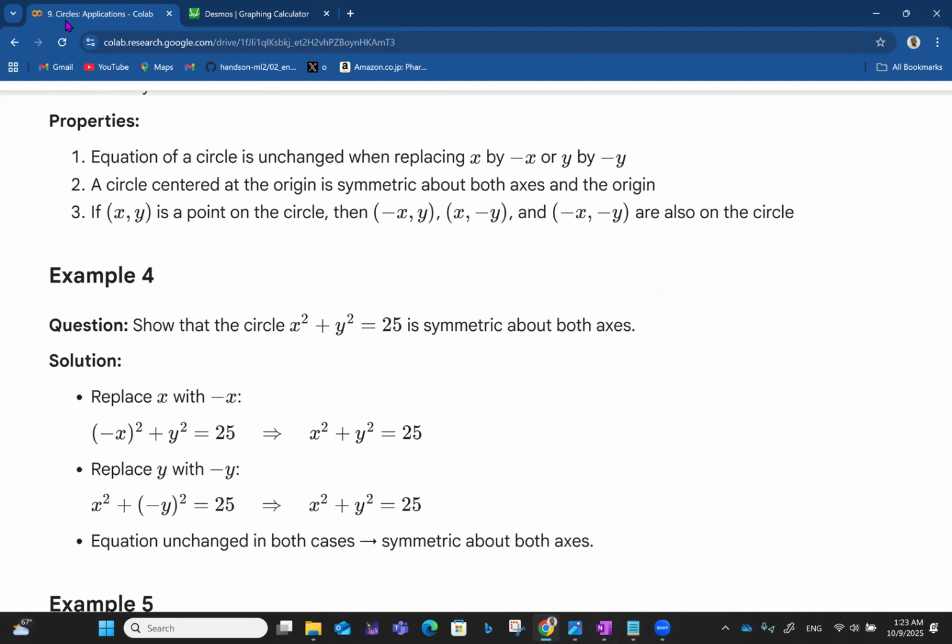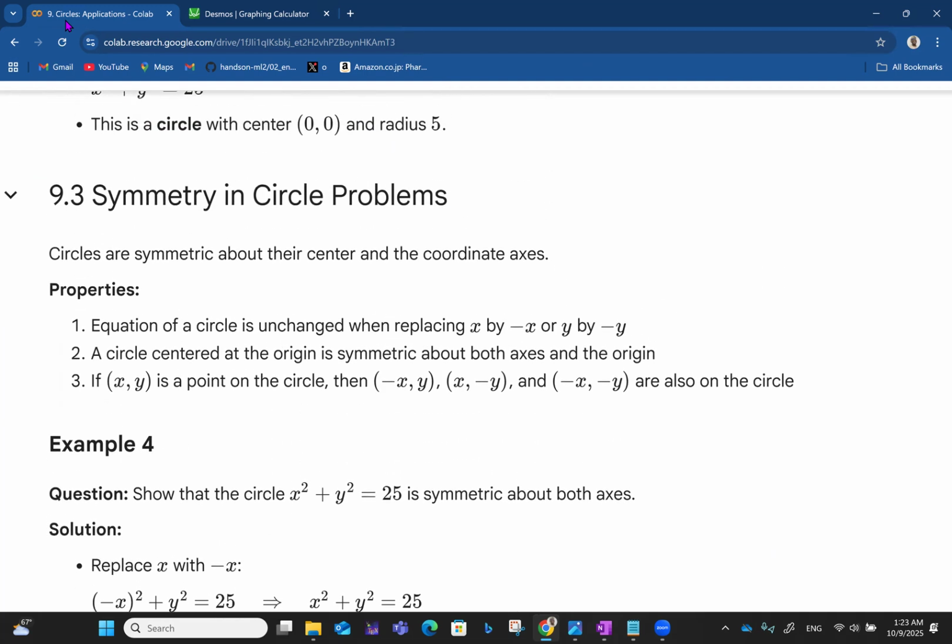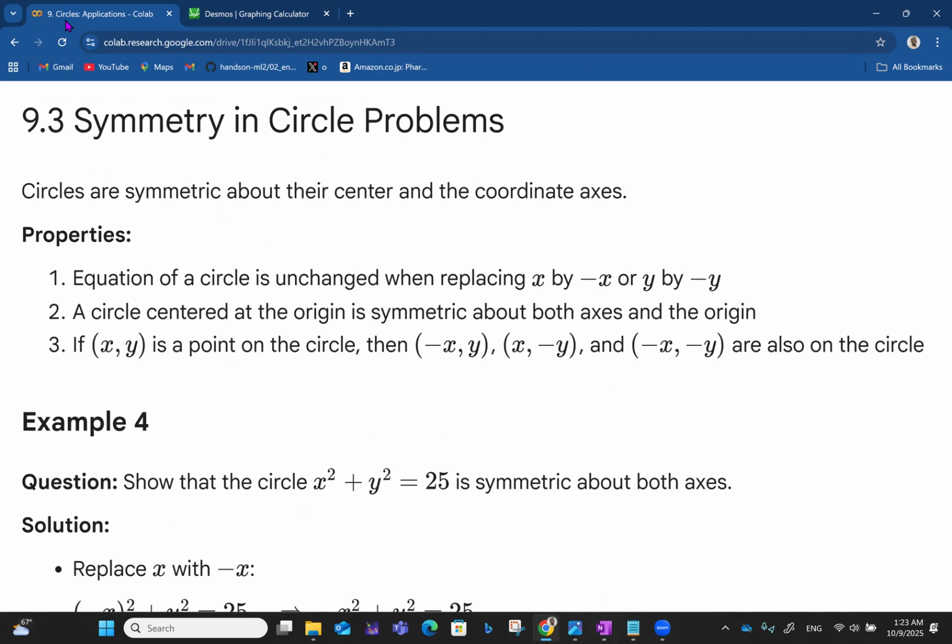Then we can talk about symmetry. Symmetry in circle problems. Circles are symmetric about their center and the coordinate axes, for sure. So the equation of a circle is unchanged when replacing x by minus x or y by minus y, because it's squared in the first place, right? A circle centered at the origin is symmetric about both axes and the origin. So if x comma y is a point on the circle, then minus x comma y, x comma minus y, and minus x comma minus y are also on the circle, right?